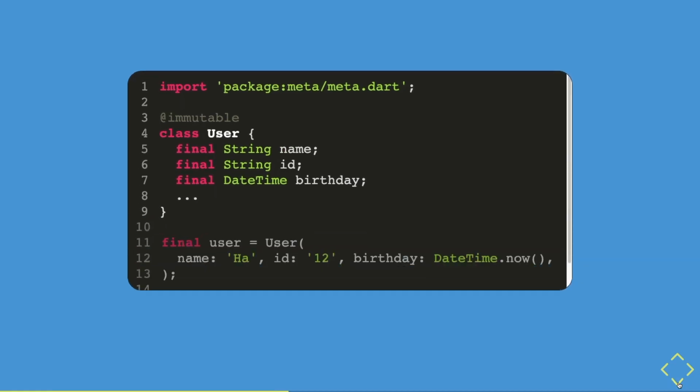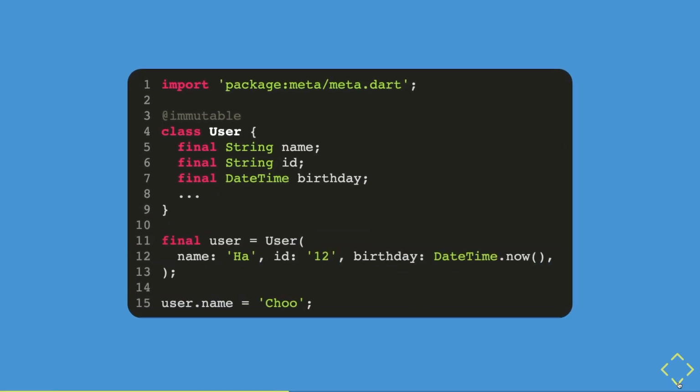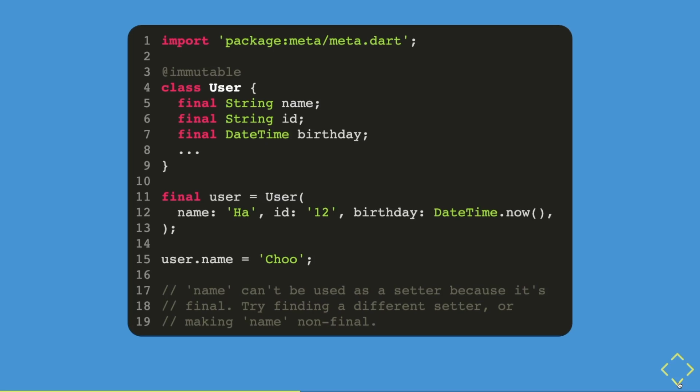Immutability. Now, if you were to do what we have previously done, which is to override a name property of an object, there will be an error that says name can't be used as a setter because it's final. Try finding a different setter or making name non-final. I will explain what setter is in the later part of this video. Therefore, our class is now immutable.